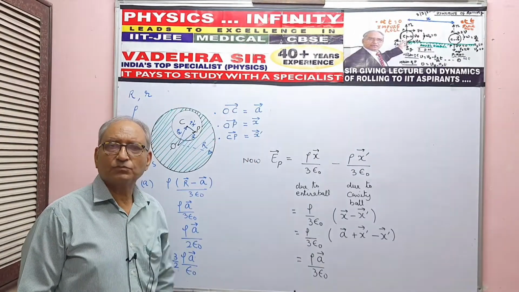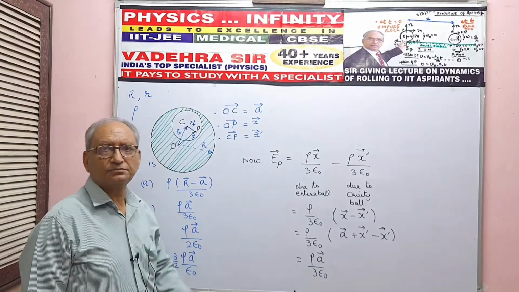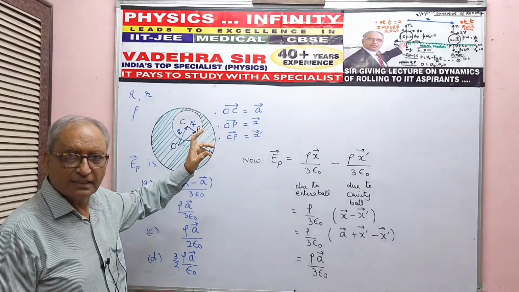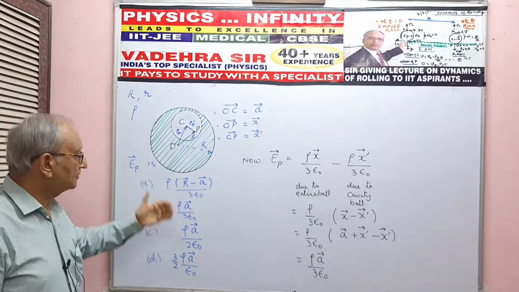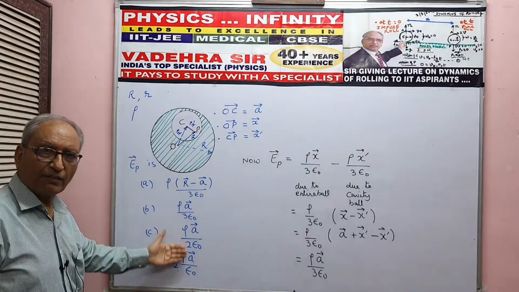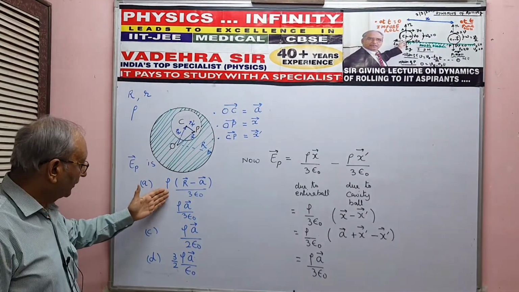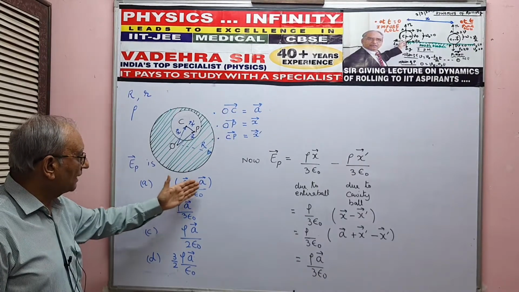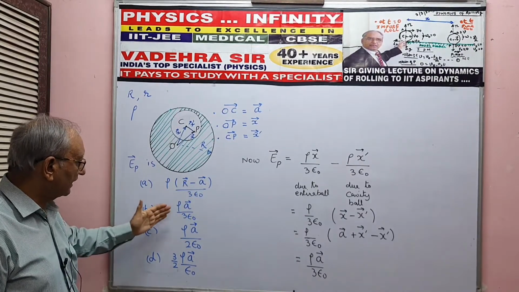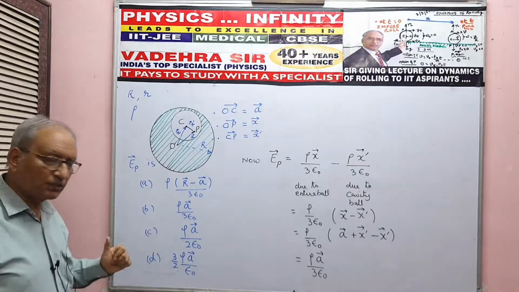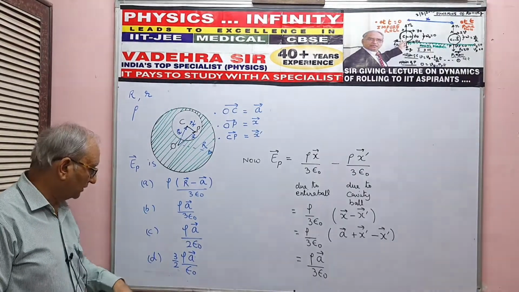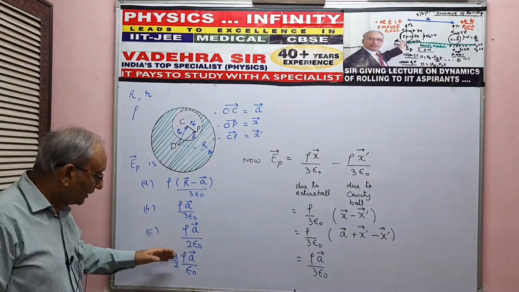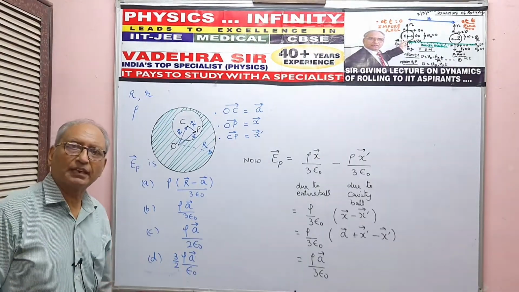We are asked, what is the electric field at the point P inside the cavity? There are choices given to us. You can have a look at the choices. First choice, rho times (r arrow minus a arrow) upon 3 epsilon naught. Second, rho a arrow upon 3 epsilon naught. Third, rho a arrow upon 2 epsilon naught. And fourth, 3 rho arrow upon 2 epsilon naught.